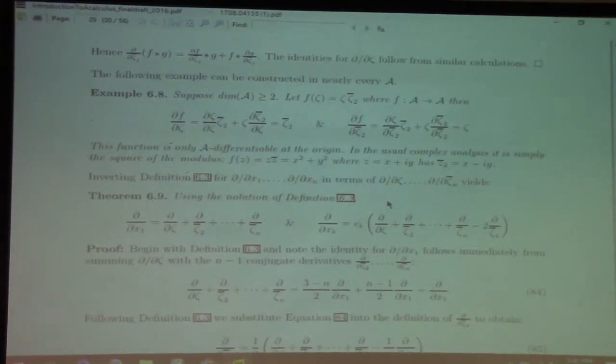Here's a generic example of a function which is not A-differentiable. You just take the function zeta times the second conjugate that always exists in any 2 or higher dimensional algebra, and it's only A-differentiable at the origin, I think. Yeah, that's it. This is the standard example in complex analysis, z times z bar, for a non-differentiable function.